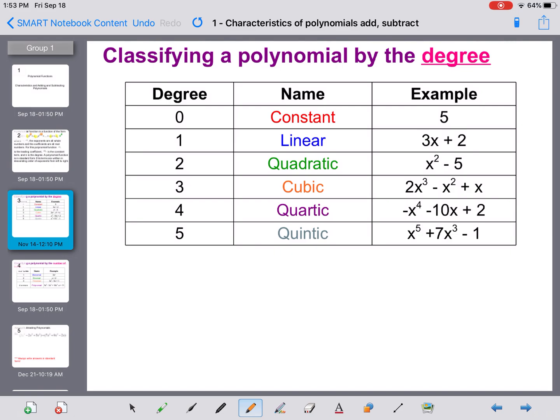So if a degree is 0, we can call it a constant. Degree of 1 is linear. Degree of 2 is quadratic. 3 is cubic. 4 is quartic. And 5 is quintic. That is all we're going to need to know for this unit. They do continue to go up past 5 though.